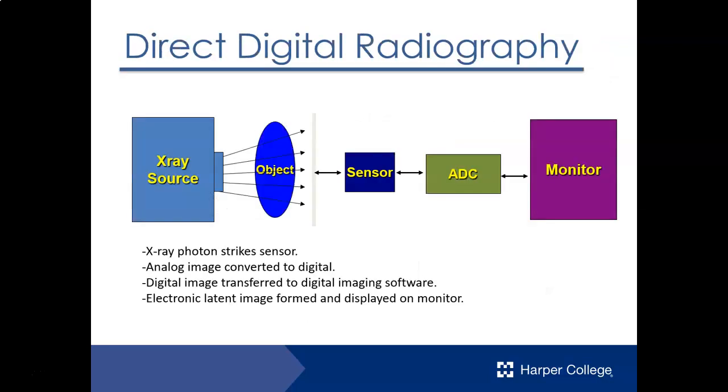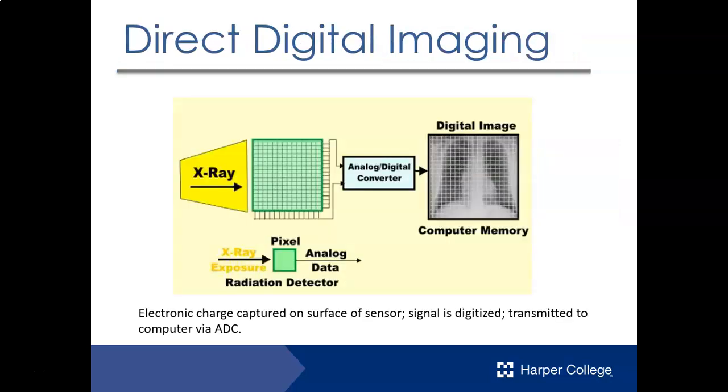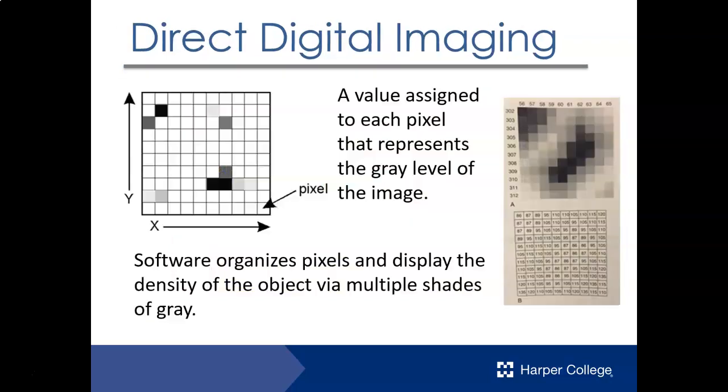In direct digital radiography, the radiation strikes the sensor. The analog image is converted to a digital image and transferred to the image software, which is then displayed on the monitor. This is just another image showing the process of digital capture. To restate, a value is assigned to each pixel that represents the gray level of the image. Then the software organizes the pixels and displays the density of the object via multiple shades of gray.